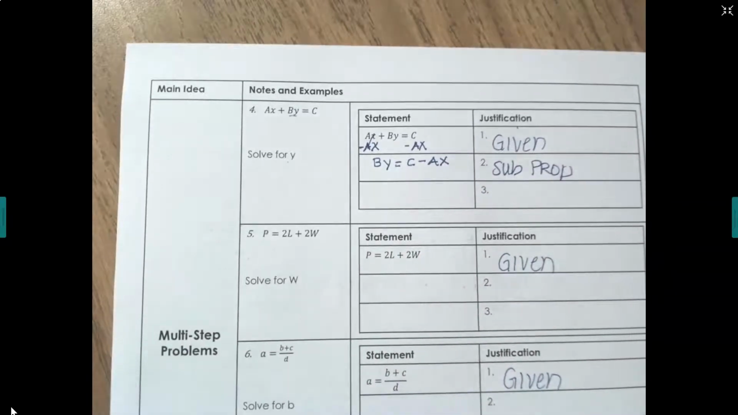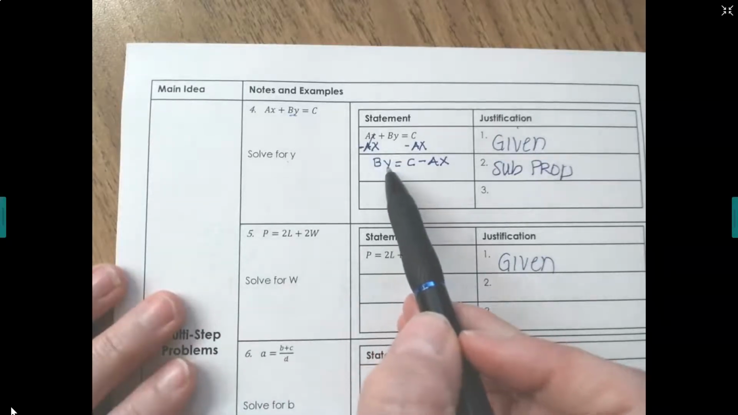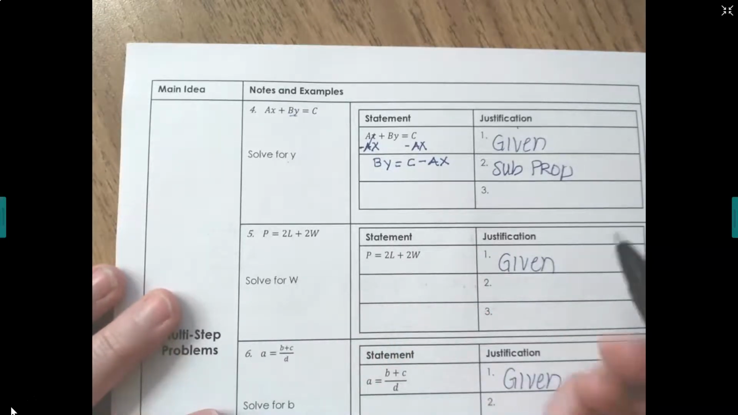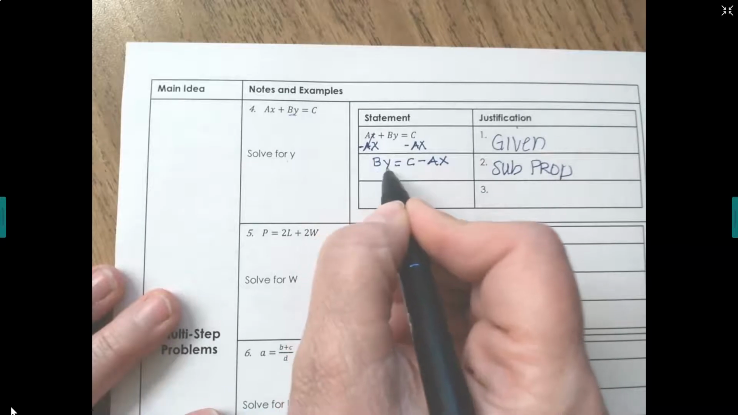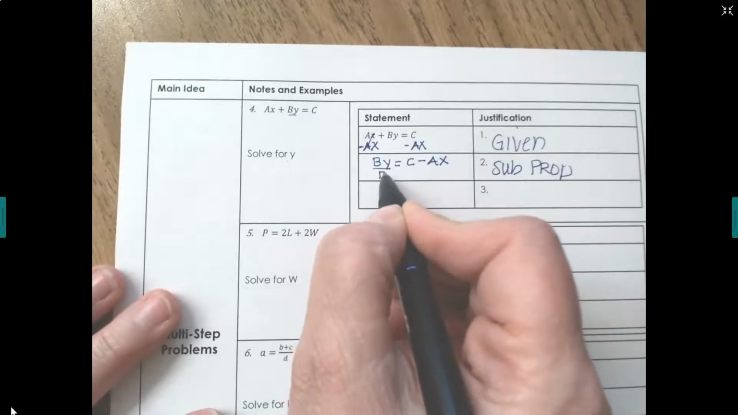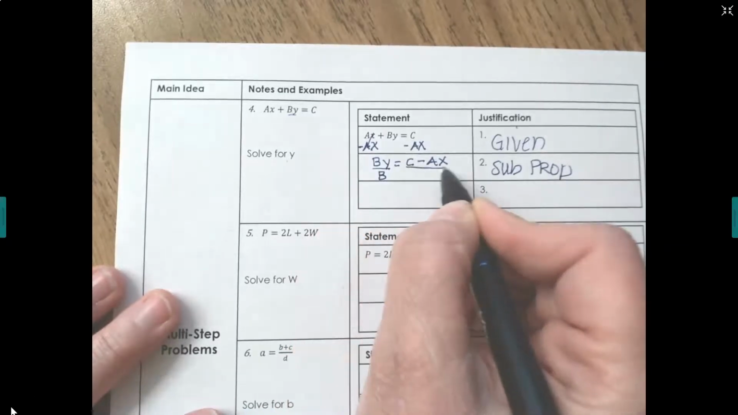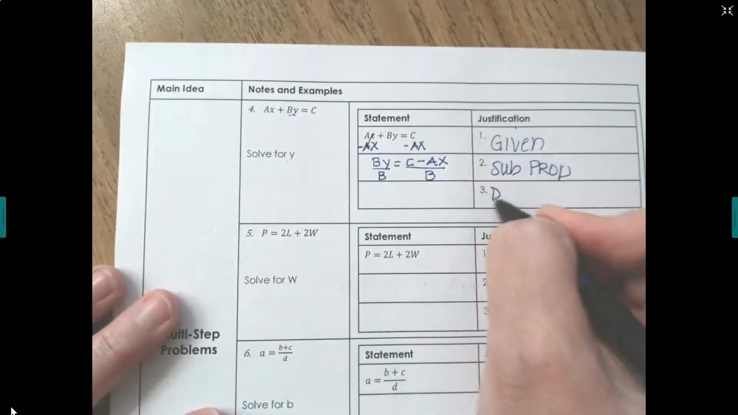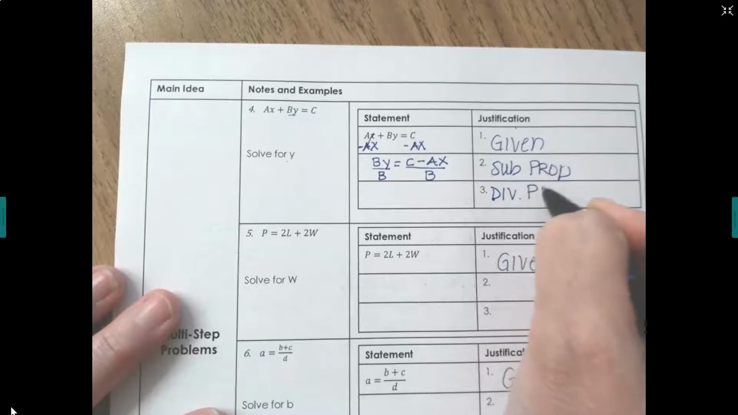Okay. Now, we're still trying to get y alone. We have b and y. This is b times y. So to undo multiplication, we're going to use division. That's the opposite operation. You need y to stay put and b to go away. So we're going to divide by b. And we're allowed to do that because that's our division property.